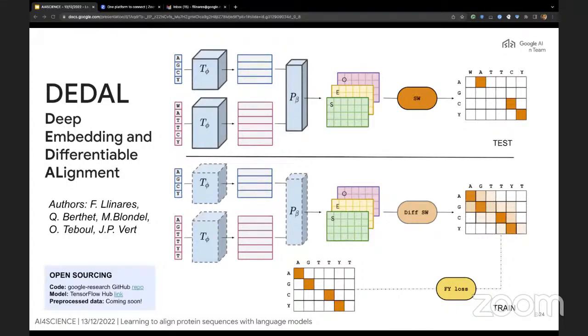Now, what is tricky here is that we would like to be able to train this parameterizer and especially this transformer encoder end-to-end with a database of known alignments. But this is quite tricky because the Smith-Waterman algorithm, as I will explain later, is not differentiable. And it's also not that easy to implement in GPUs and TPUs in an efficient way.